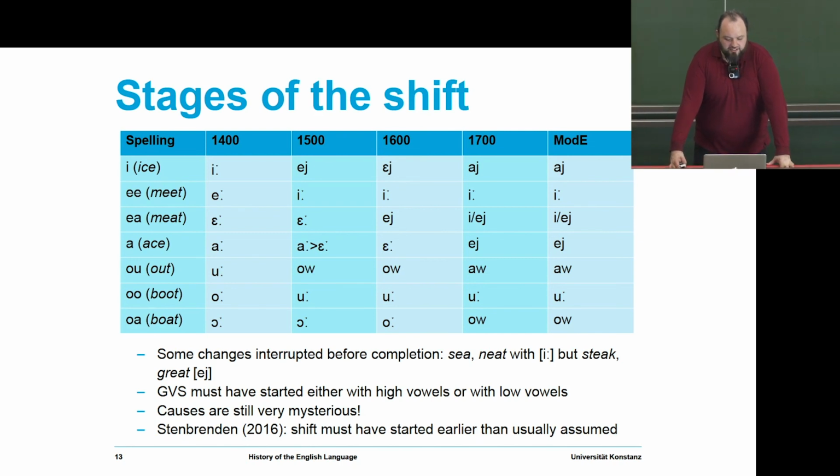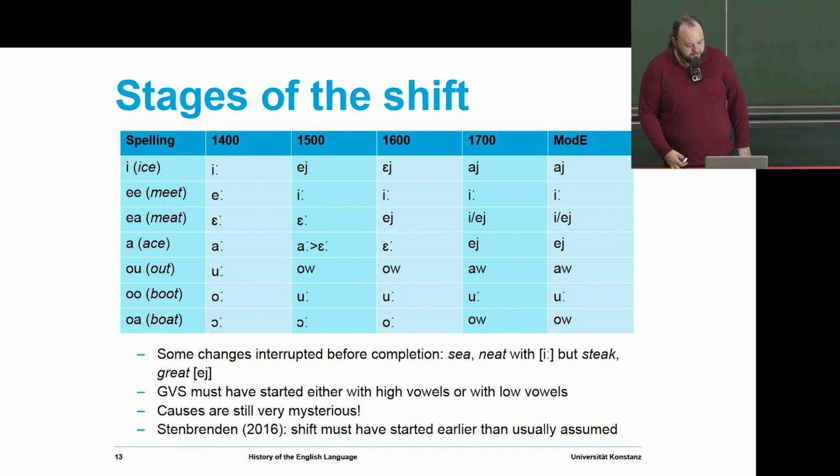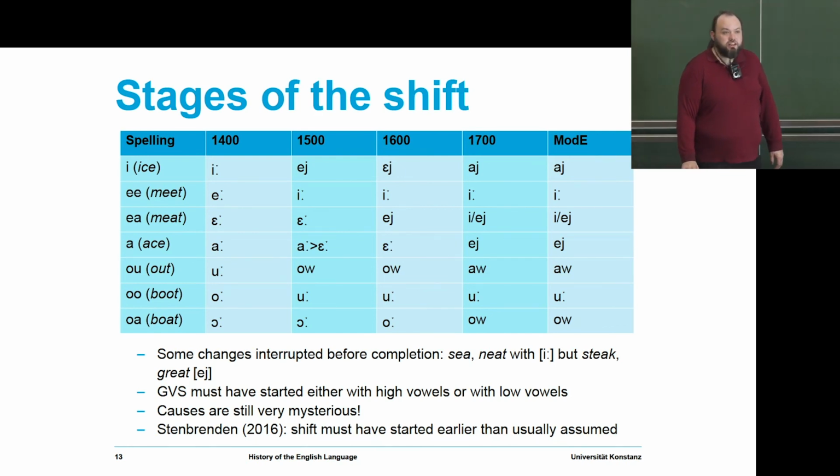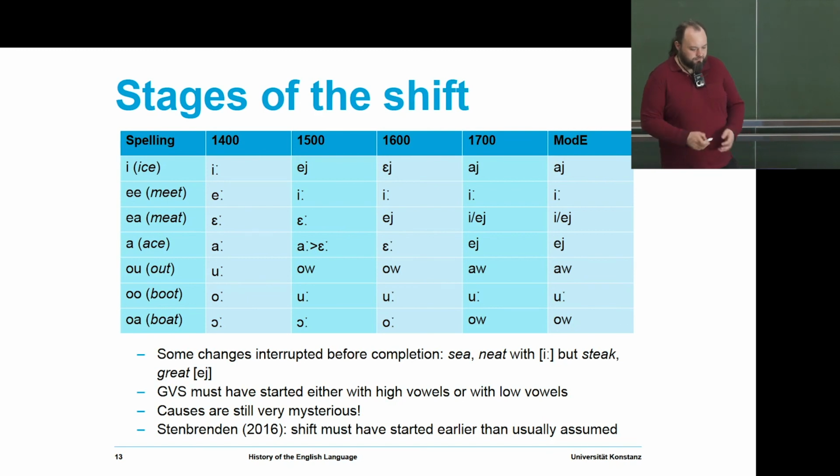Not all of these changes go to completion. Individual words do strange things. And like I've said, the causes of this change remain quite mysterious. We don't really know why a lot of these things happened. They just did. But we know what happened. We know that because of all of this evidence from things like spelling that I talked about earlier on.